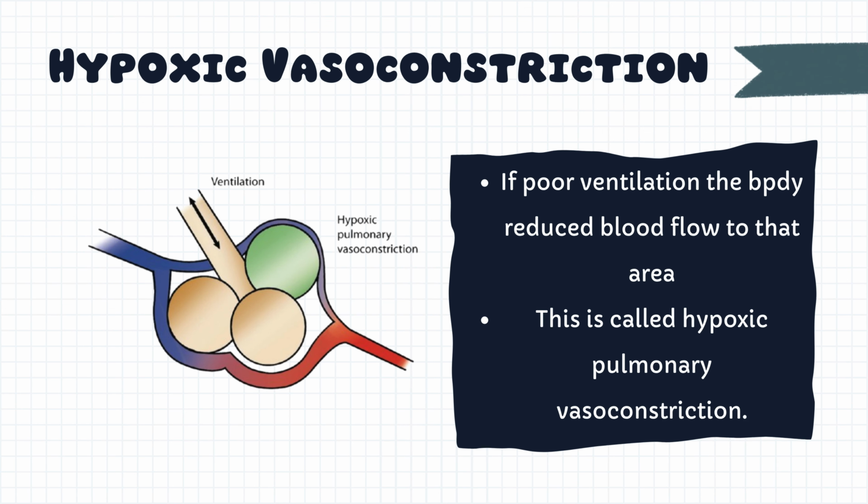Your lungs try to fix V/Q mismatch automatically. If an alveolus is poorly ventilated, the body reduces blood flow to that area. This is called hypoxic pulmonary vasoconstriction. It helps redirect blood to better ventilated alveoli. It's a smart way to minimize mismatch. But if it happens across large areas, like in high altitude or widespread disease, it can increase pulmonary vascular resistance and lead to pulmonary hypertension.